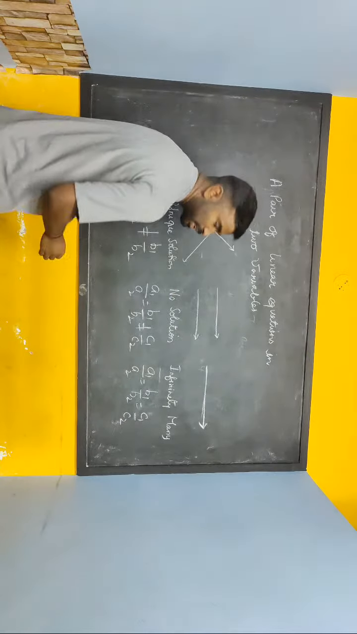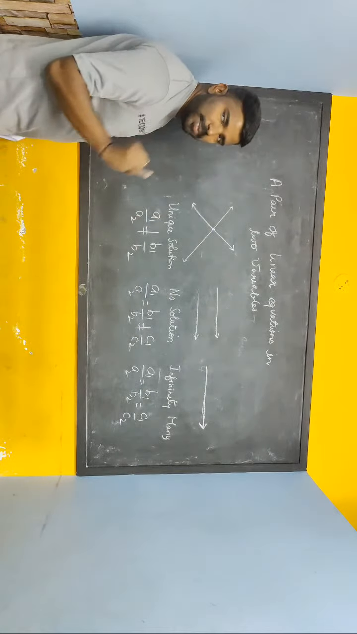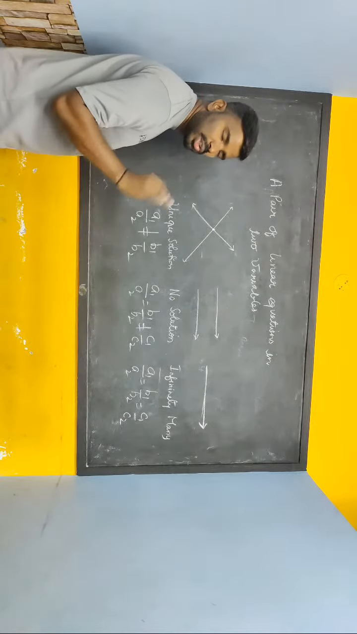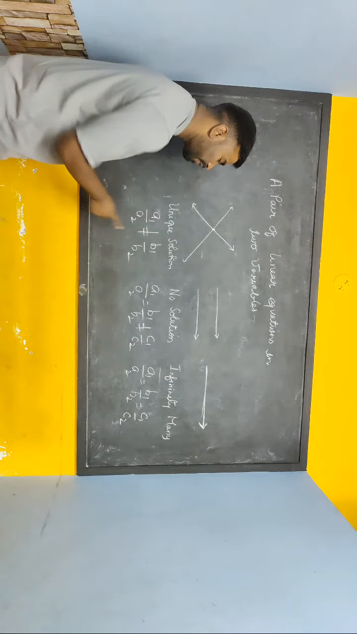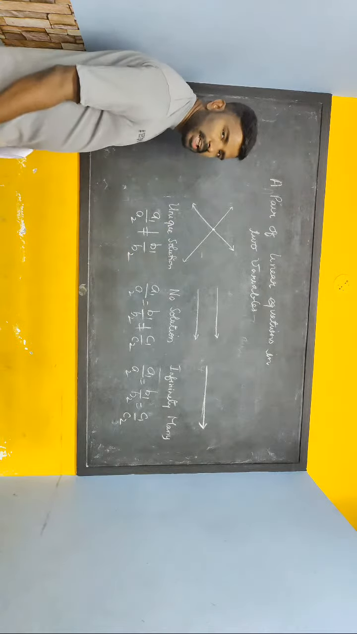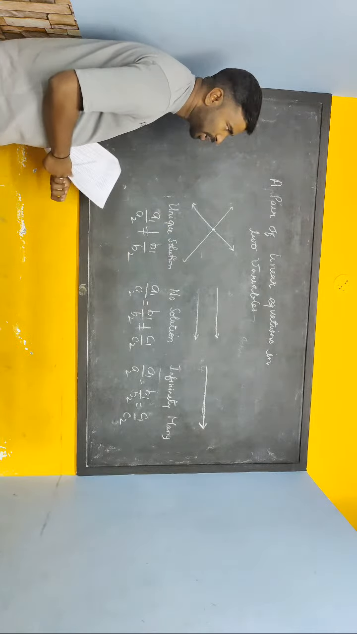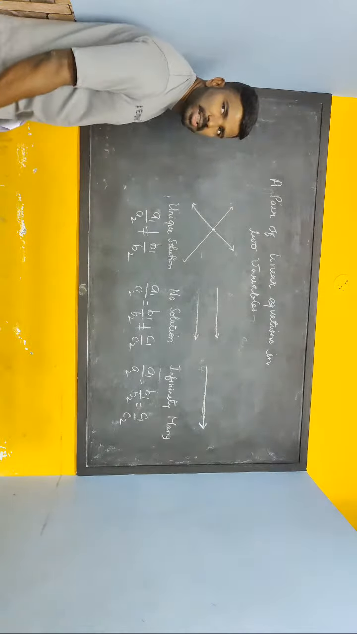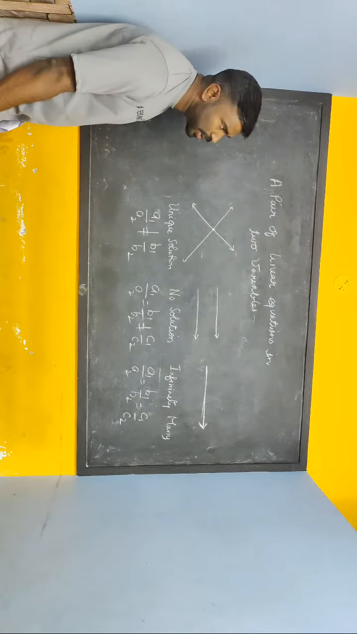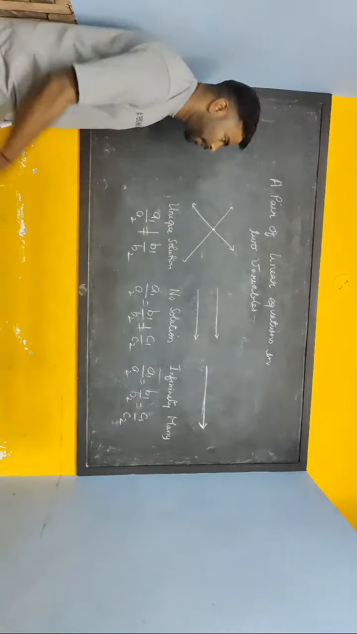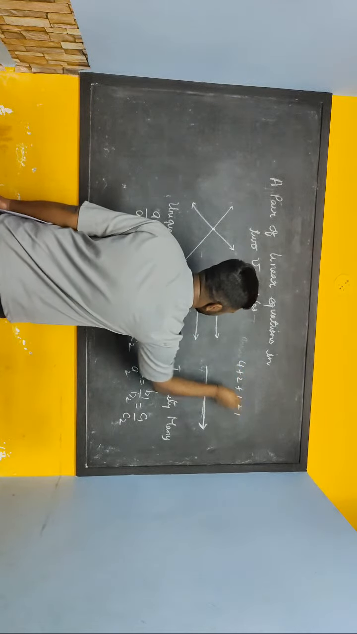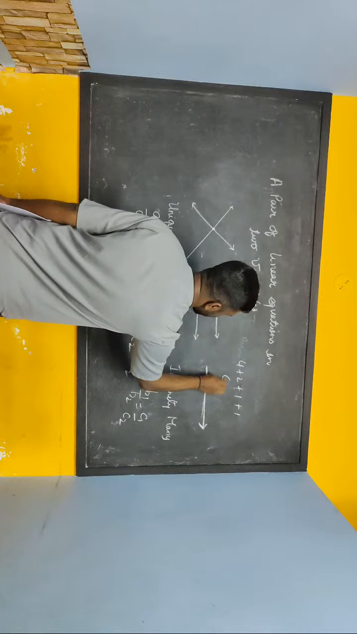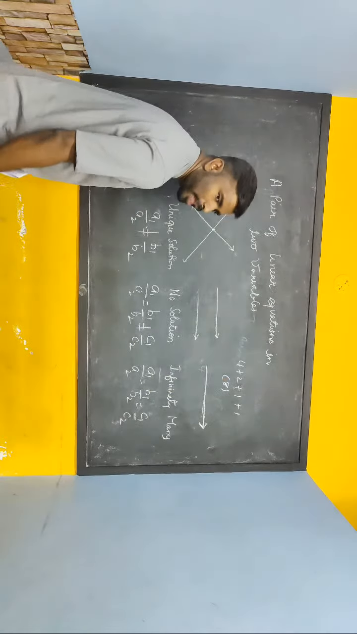Based on this condition of lines, one MCQ or one short answer or 2-mark question, finding the value of A based on these conditions, you can definitely expect. A very important chapter from the examination point of view. Easily you can score around 4 plus 2 plus 1 plus 1, 6 and around 8 marks you can easily score.